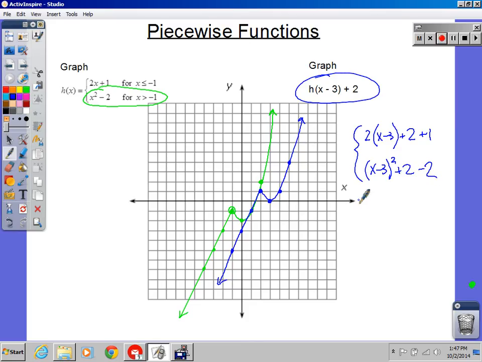Lots of variations here. We could go just one step simplify, where we combine the 2 and the 1 here, and then the 2 and the -2. Or you could actually distribute this 2 and simplify this further if you wanted to into just a linear equation. Keep in mind we have a new domain because it moved to the right 3. I'm talking about when x is less than or equal to 2, and when x is greater than 2. So that would be a key component there of rewriting the equation of the new function.